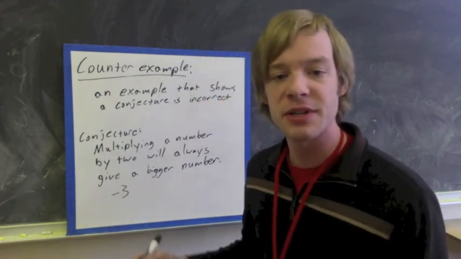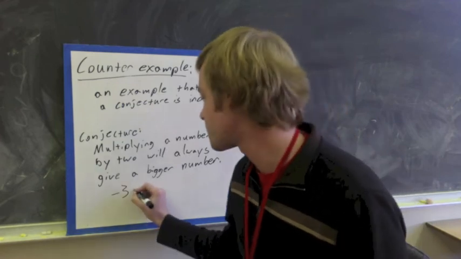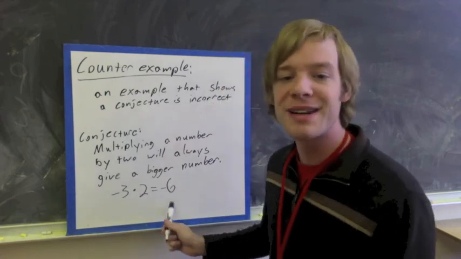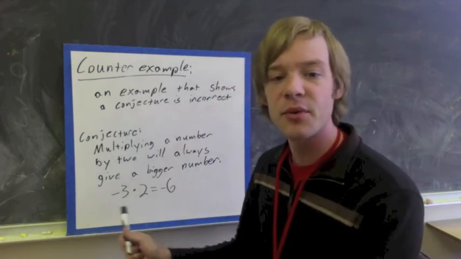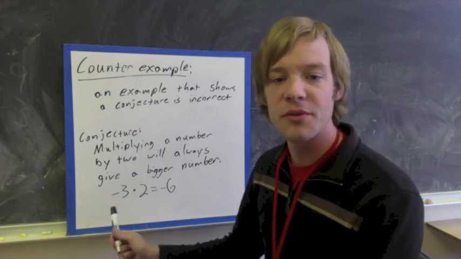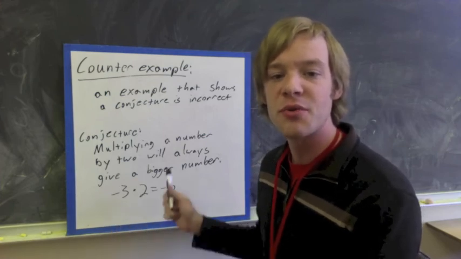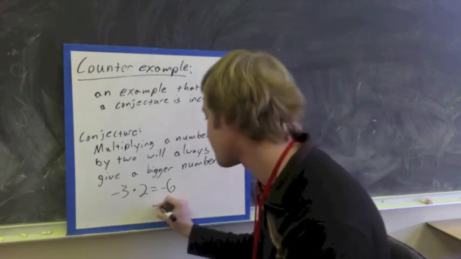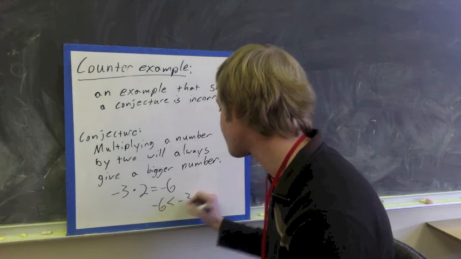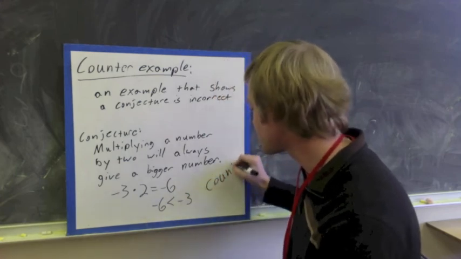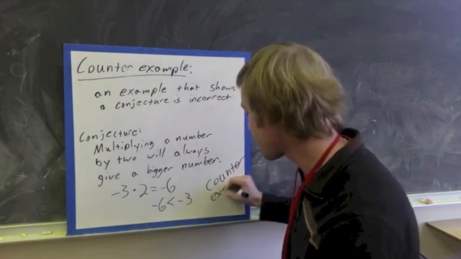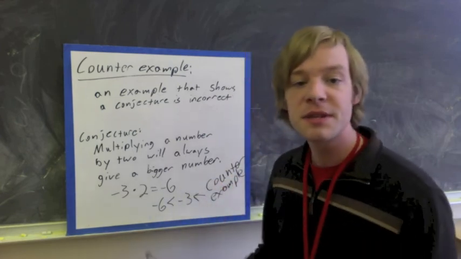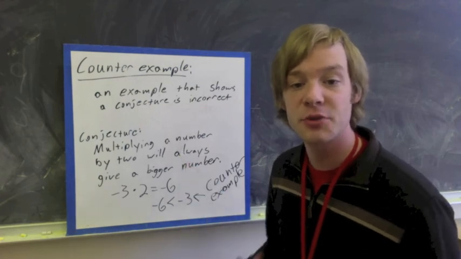-3 times 2 gives us -6. And we know that -6 is less than -3. -6 is smaller than the number that we started with. So this is a counterexample right here. This means the conjecture that we have here is not true.